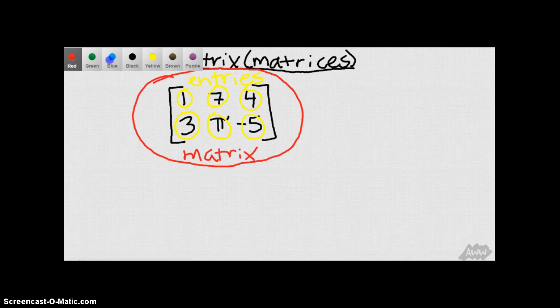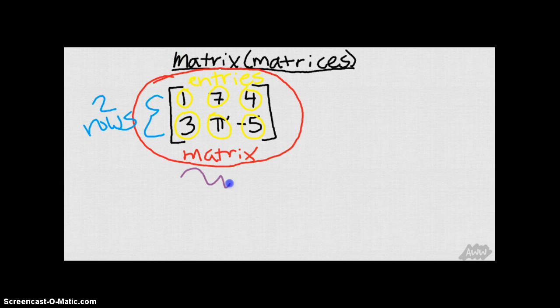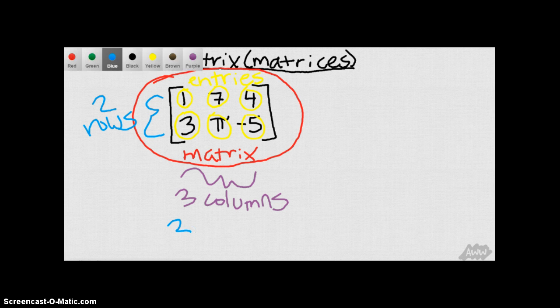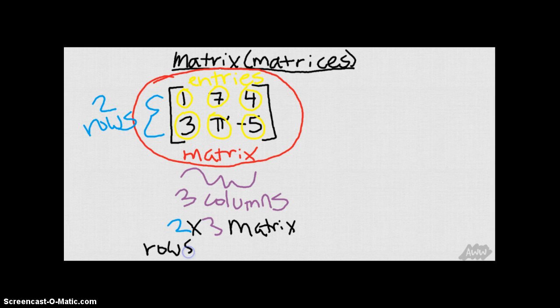Now, I can find the dimensions of this matrix using the rows and columns of the matrix. So here we have 2 rows, and we also have 3 columns, making this a 2 by 3 matrix. And just know that the dimensions of a matrix are always going to be the number of rows by the number of columns.